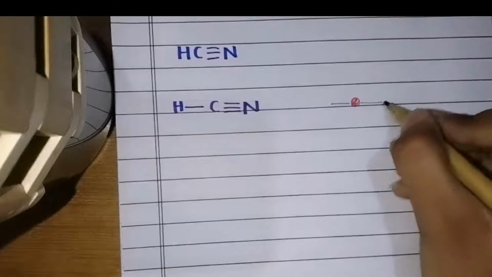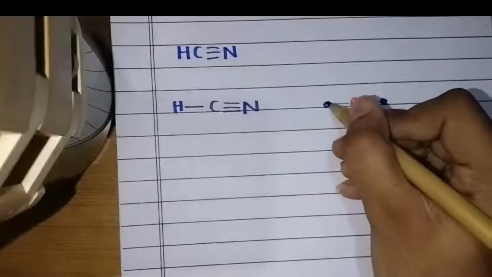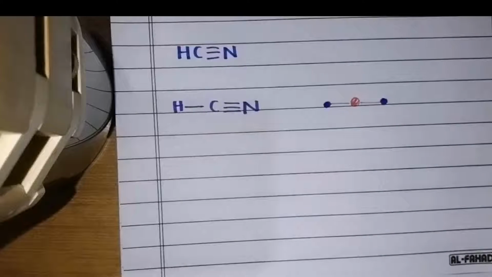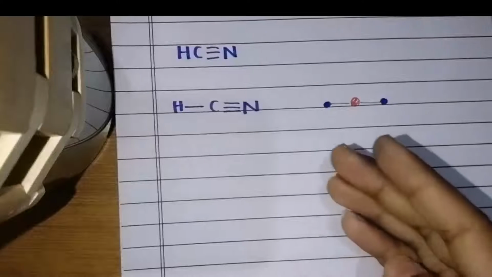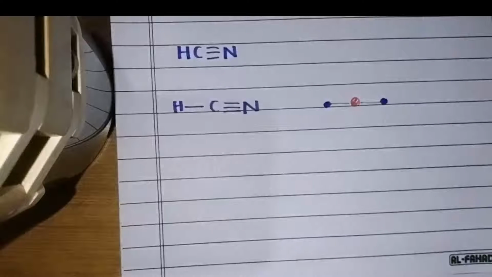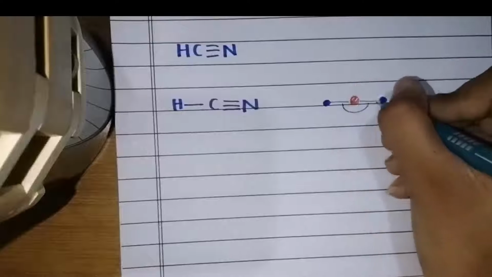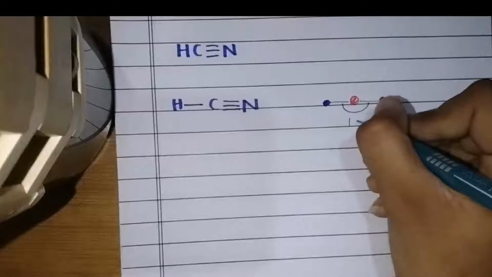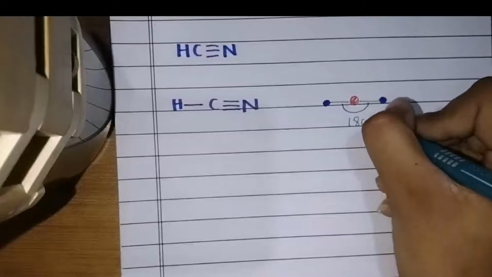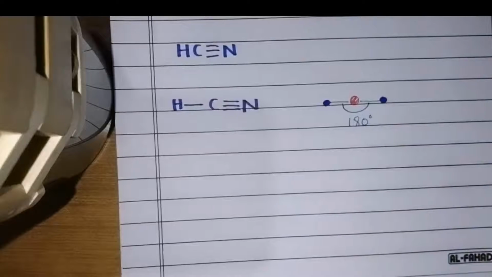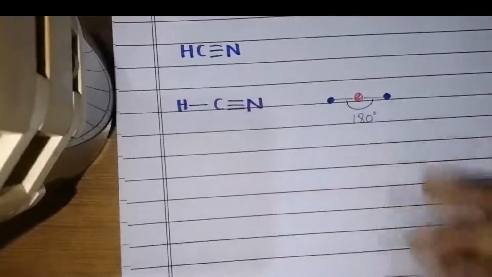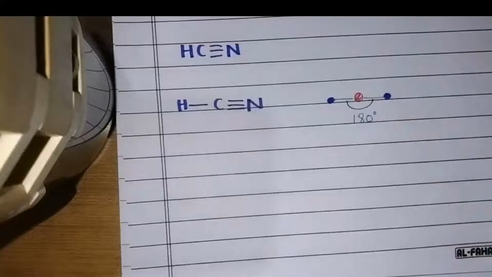And none of them is a pair of electrons. So what does that mean? It means that it would not have any effect on the bond angle here. So this molecule would be looking like this. Simply.